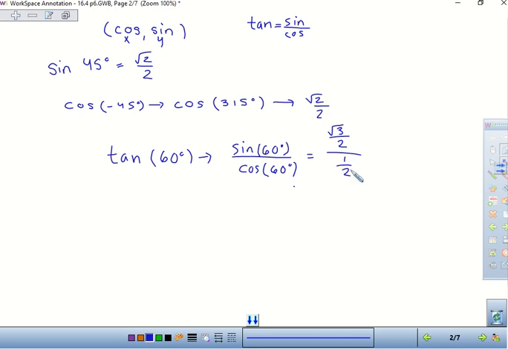So when I have a fraction divided by a fraction, I would do keep, change, flip. So it's going to stay as radical 3 over 2. It's going to change and become 2 over 1. These 2's are going to cancel, which leaves me with radical 3 as my answer. So in the calculator, if you were to do tan of 60 degrees or do radical 3, they would come out to be the same answer, so you could check your work.